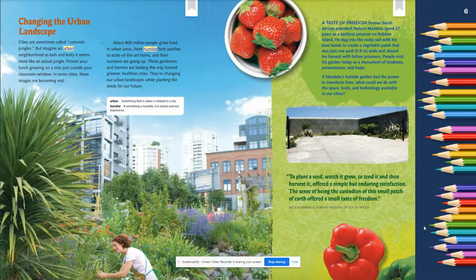A Taste of Freedom. Former South African President Nelson Mandela spent 27 years as a political prisoner on Robben Island. He dug into the rocky soil with his bare hands and created a vegetable patch that was just 1 yard wide and shared his harvest with fellow prisoners. People visit his garden today as a monument of kindness, perseverance and hope.